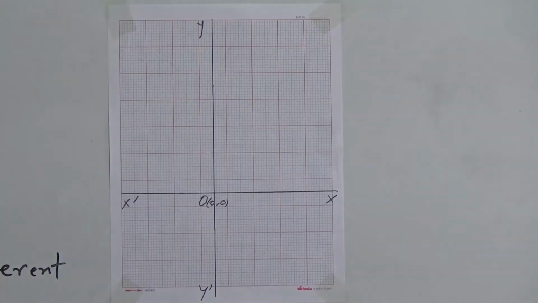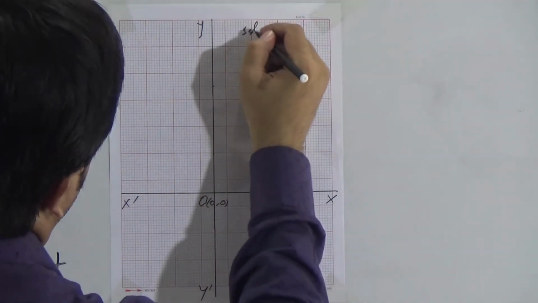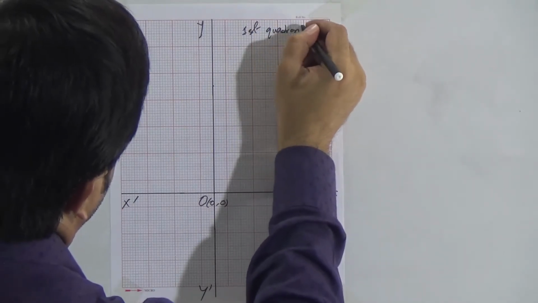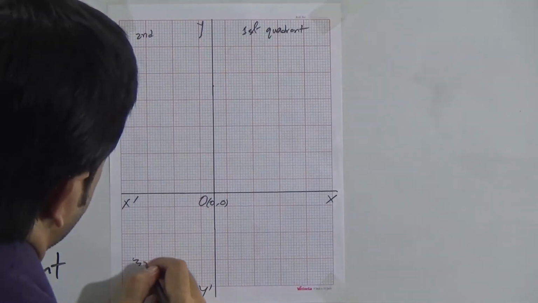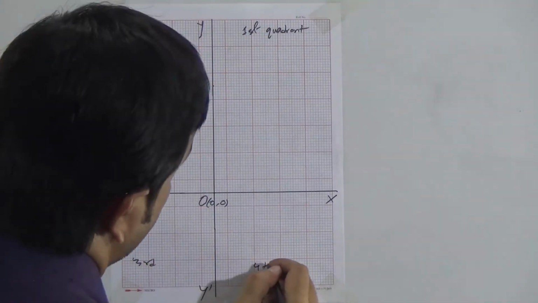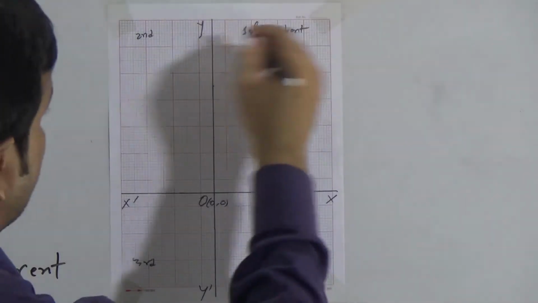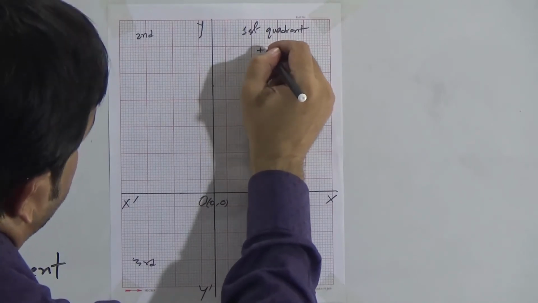Okay, dear students, now I will put these points on the graph. To put the points, you need to remember that this is known as the first quadrant in the graph. This is the second quadrant, this is the third quadrant, and this is the fourth quadrant. In the first quadrant, both are positive.